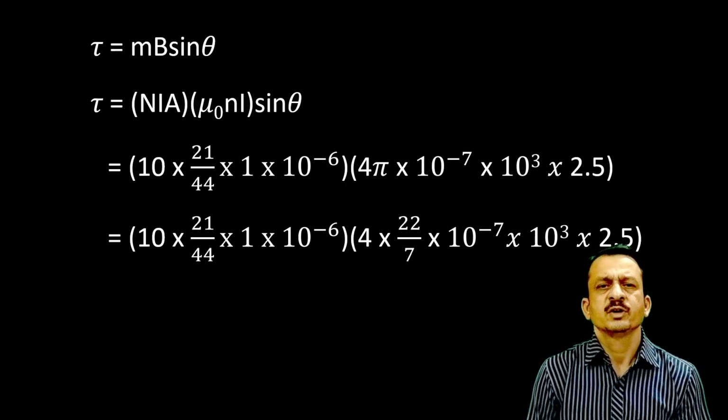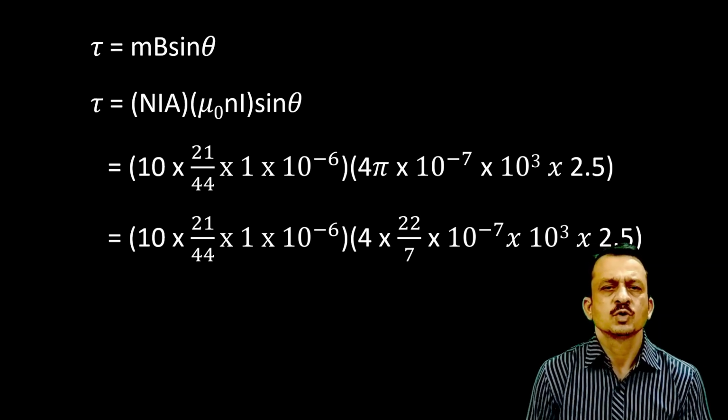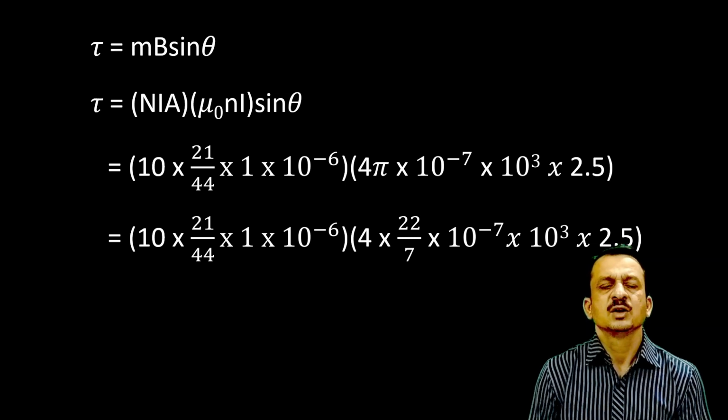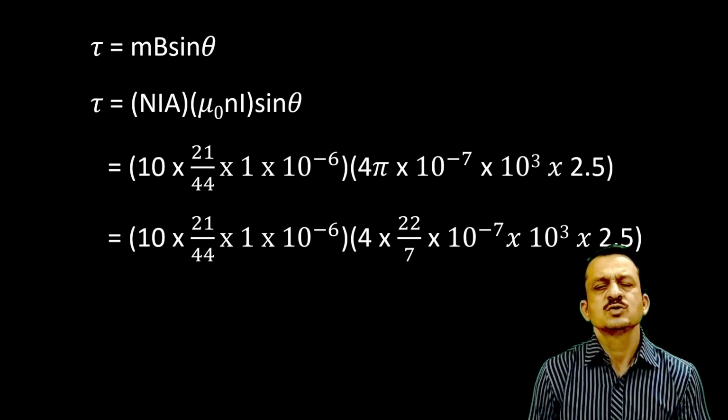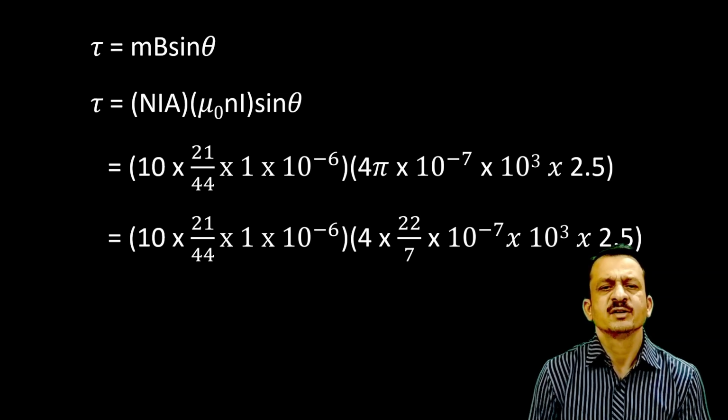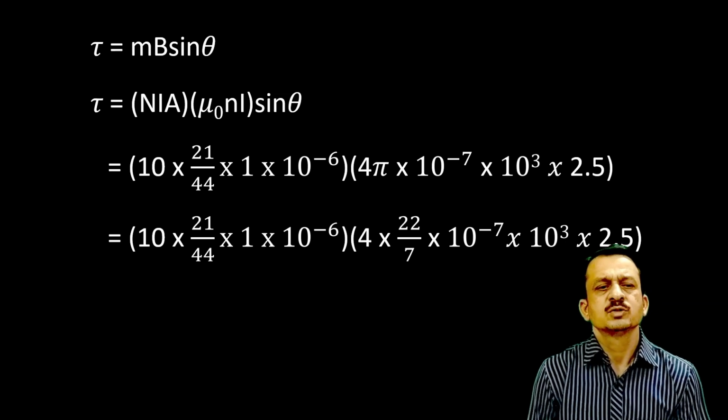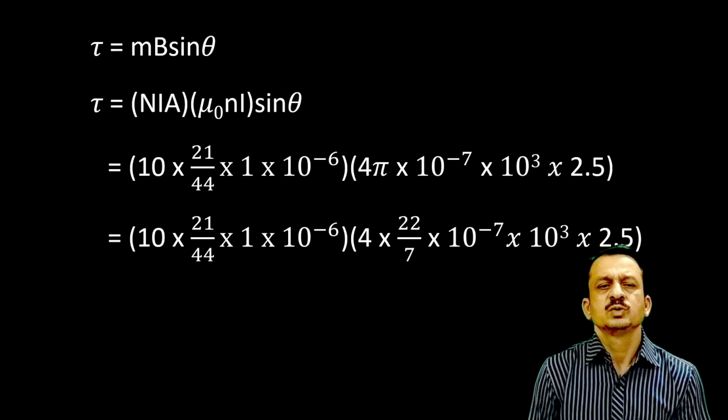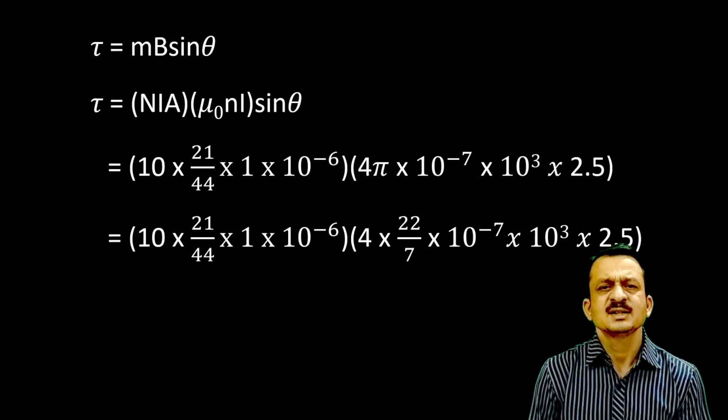Now look here, 22 2s are 44, that gets canceled, and 7 3s are 21, that gets canceled. Now 2 1s are 2, 4s are, that cancels. Now we are left with 3 into 2, that is 6. 6 into 2.5 is 15. So 15 into 10 to the minus 5, 10 to the minus 7, that is 10 to the minus 12, into 10 to the 3, it is 10 to the minus 9.